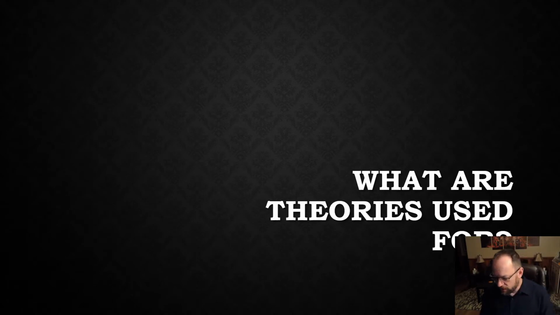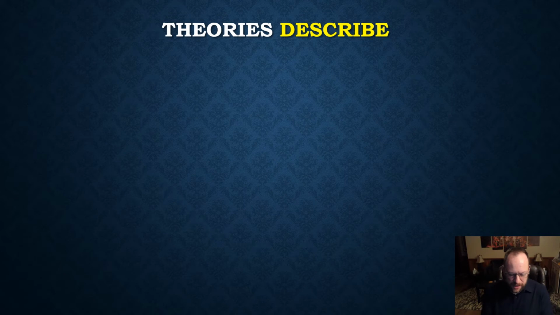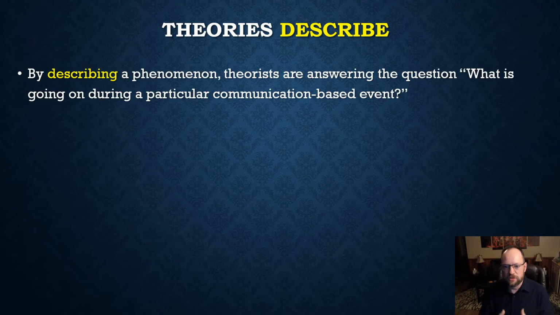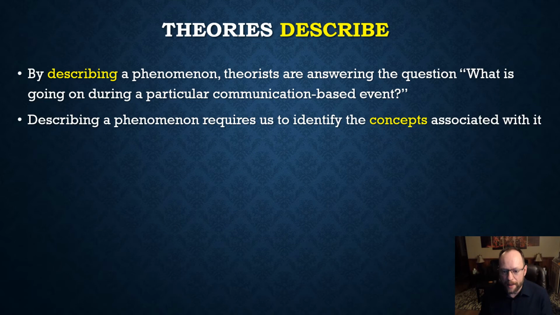All right, so now that we look at the different rules and the different schools of thought, the different paradigms, let's look at what we use theories for. The first, and I gave a tease of this earlier on, there are 4 different aspects of what we use theory for. Again, we're going to go from the simplest to the most complex. The simplest is to describe. It's basically telling us what we see when a communication phenomenon is taking place. As it says here, it's answering the question, what is going on during a particular communication-based event? We are just describing what's happening, and that's the simplest use of a theory.